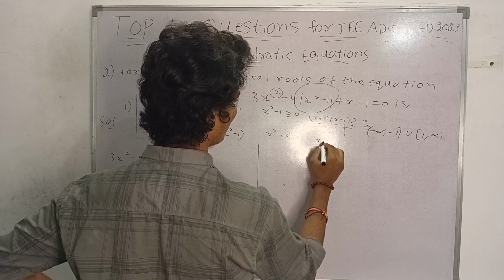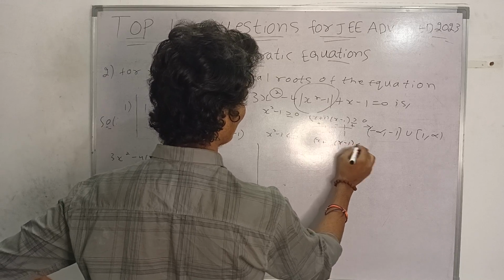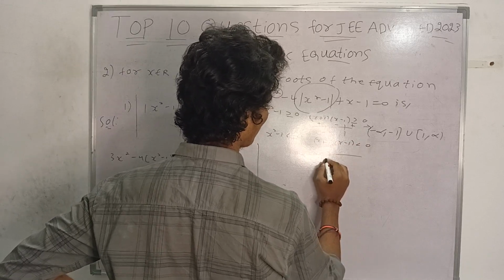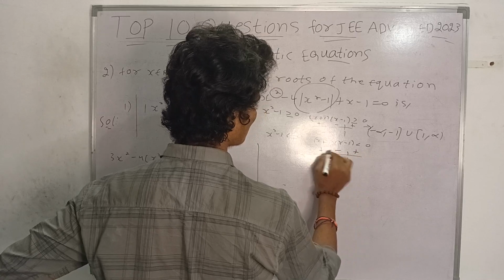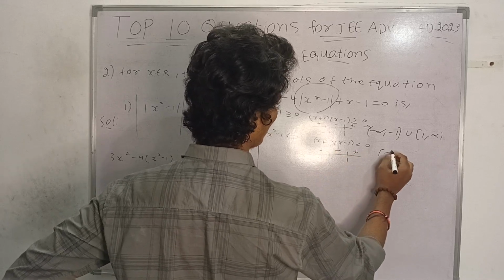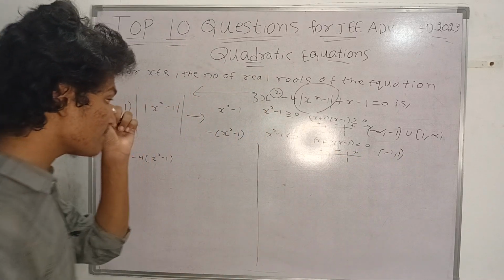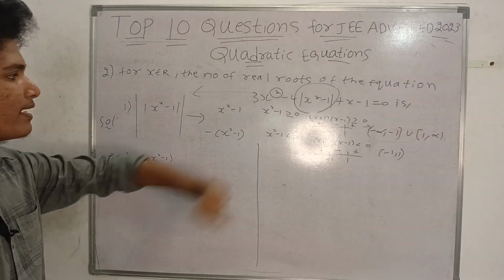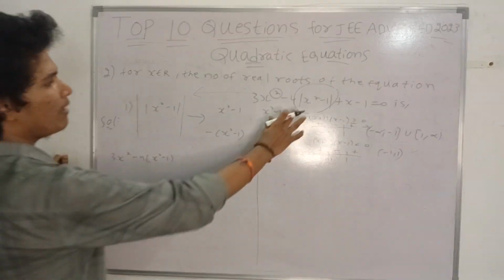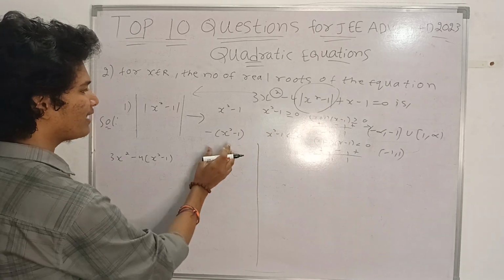And what about this? This is (x plus 1) into (x minus 1) less than 0. By taking the wavy curve with minus 1 and 1, plus minus plus, the interval here is minus 1 to 1. So it is very important. The two intervals we got are generated, but now we have to solve. Mod x square minus 1 can be positive, it can be negative.